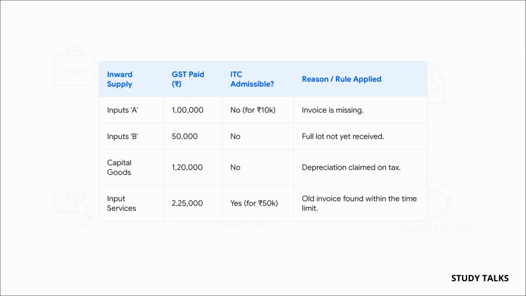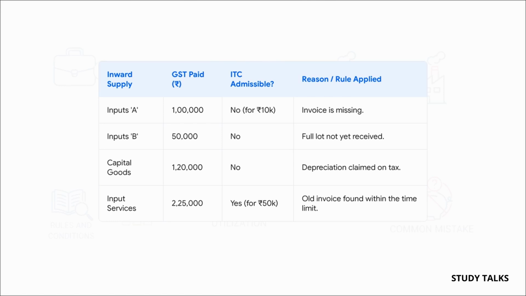Okay, let's break this down line by line. First, for inputs A, there's an invoice missing for 10,000 rupees of GST. What's the rule? No invoice, no ITC. That's a basic condition under Section 16. So that's out. For inputs B, the goods are coming in lots, and only the first one has arrived. Remember the rule? You can only take credit when the last lot is received. So, no ITC on that yet.